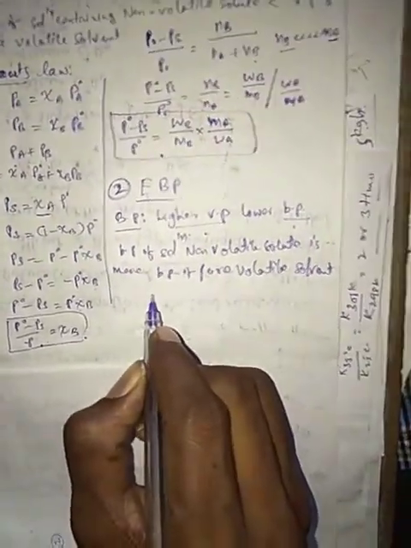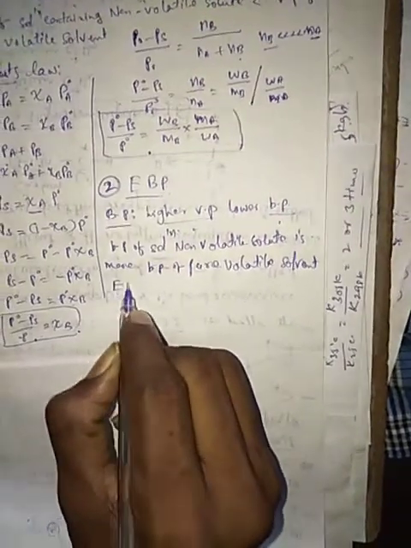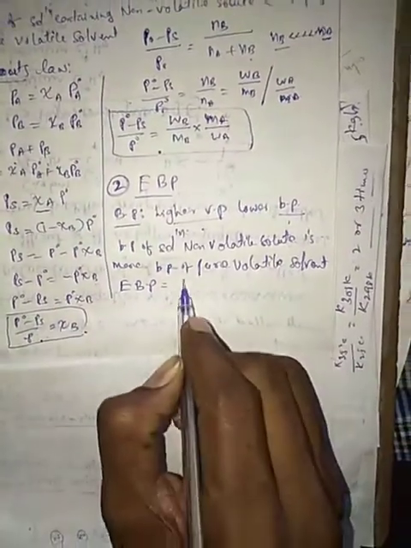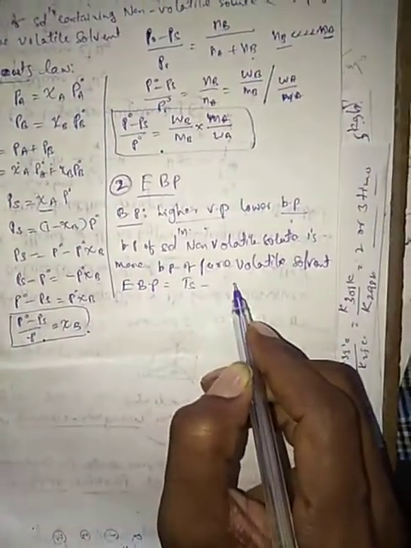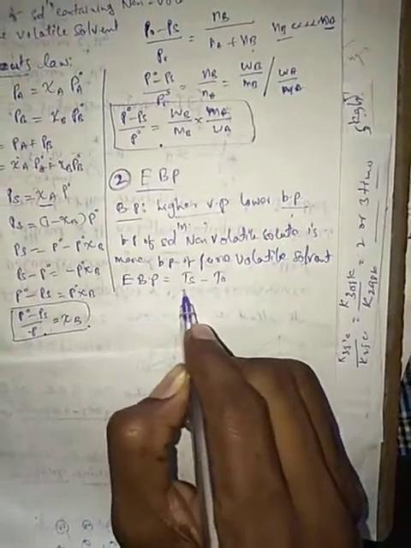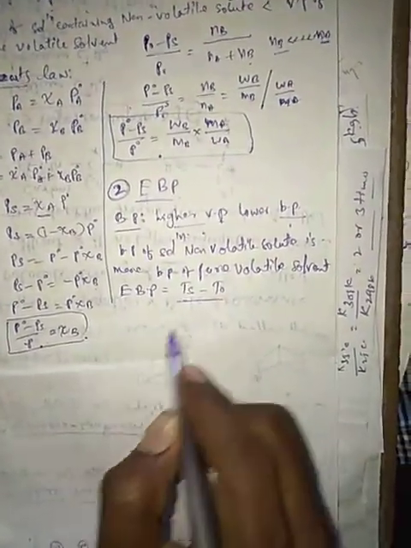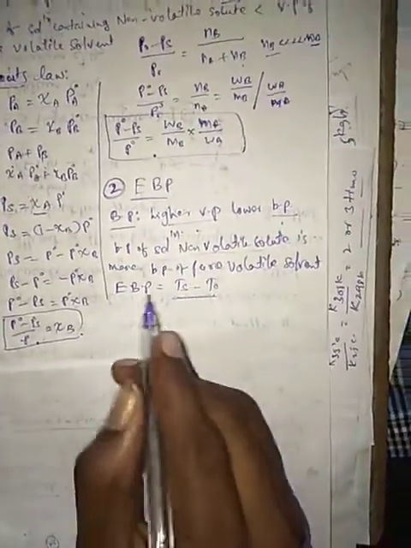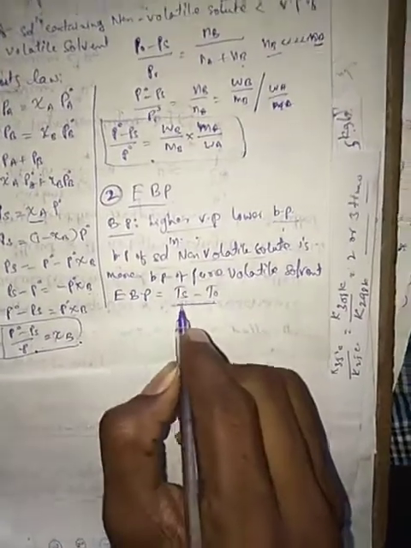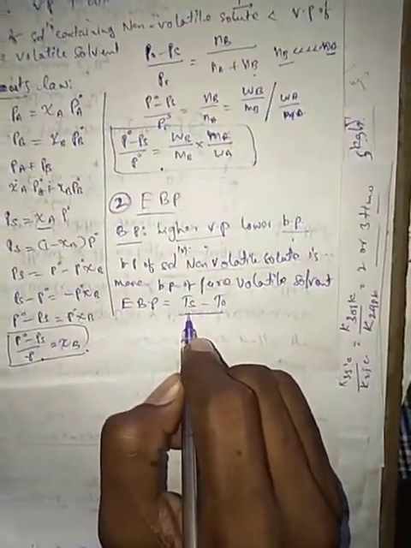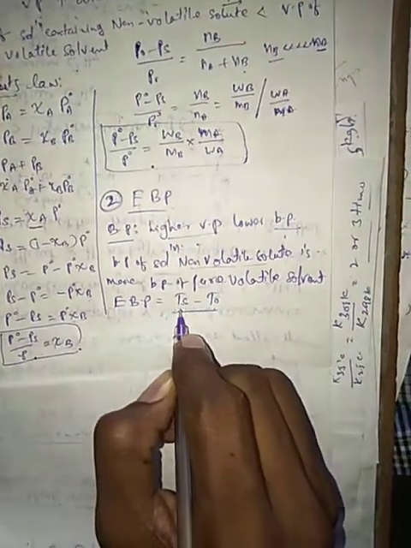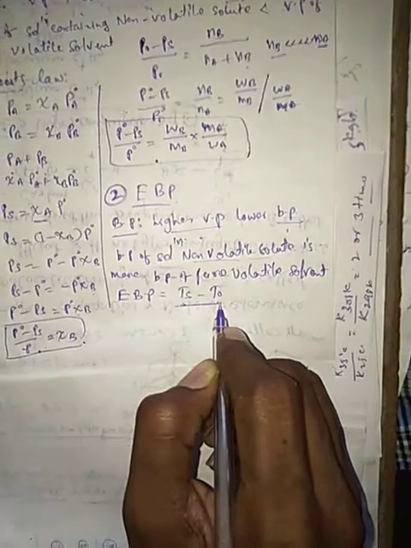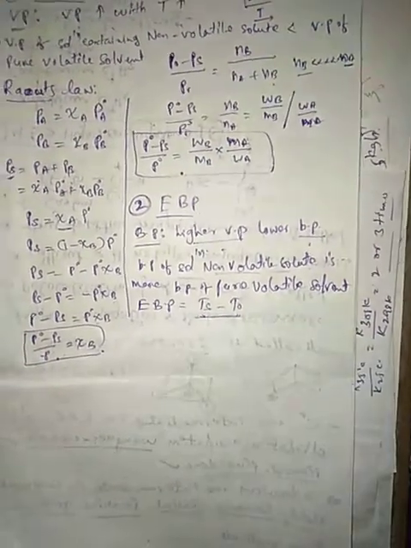Now we can write elevation of boiling point. We already know from this statement that Ts is more than that of the pure solvent. The boiling point of the pure solvent is always less than that of the solution with non-volatile solute. Here, Ts is the boiling point of the solution containing the non-volatile solute. T naught is the boiling point of the pure volatile solvent.